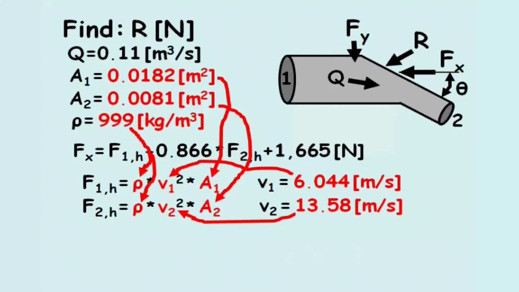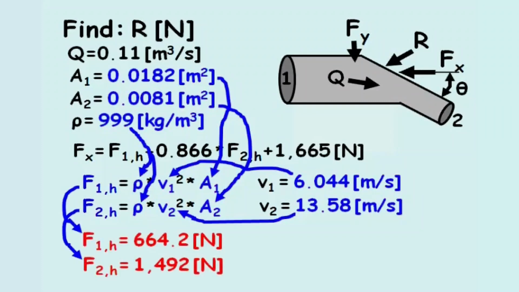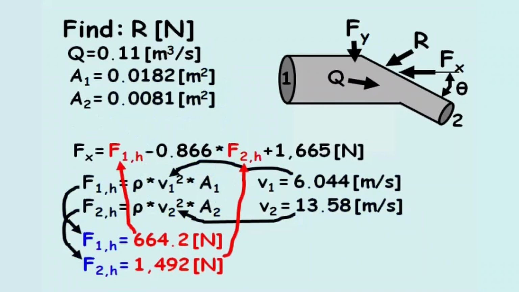Now we can compute the hydraulic forces at ends 1 and 2, which equal 664.2 newtons and 1,492 newtons, respectively. This makes the reaction force in the x direction equal to 1,037 newtons.